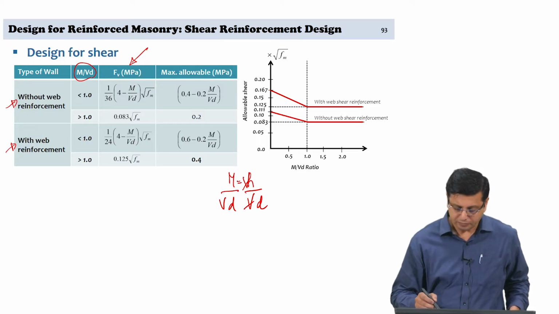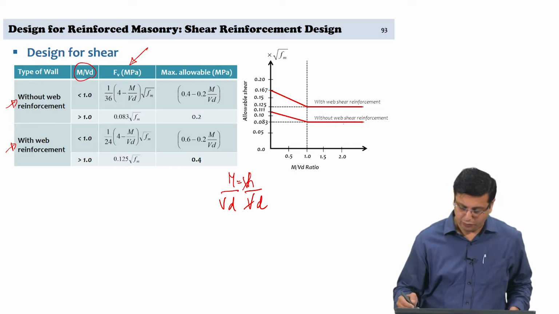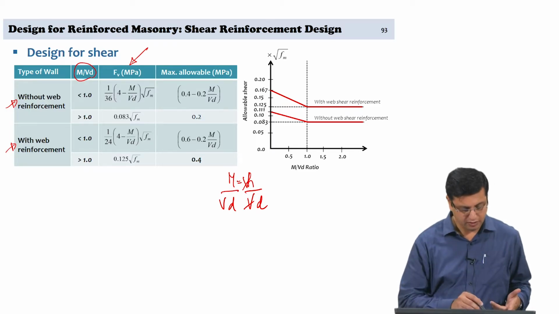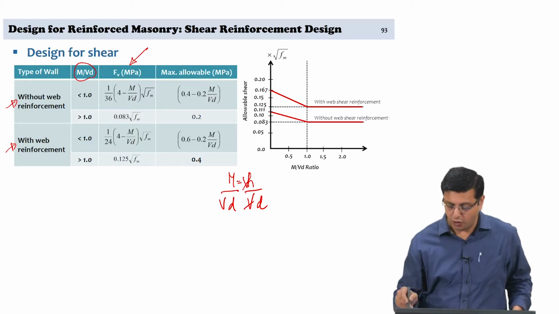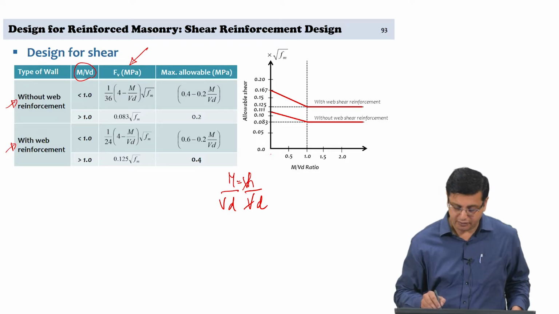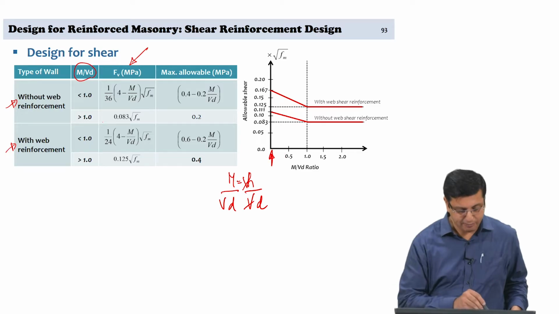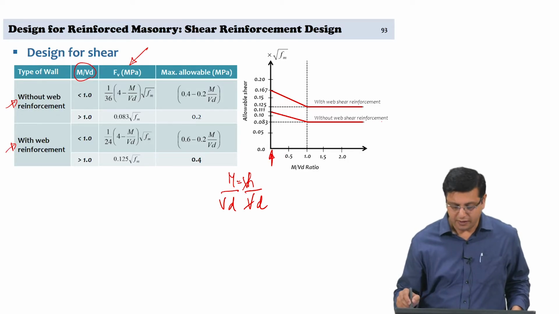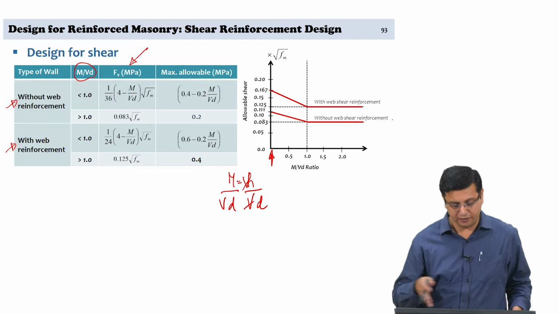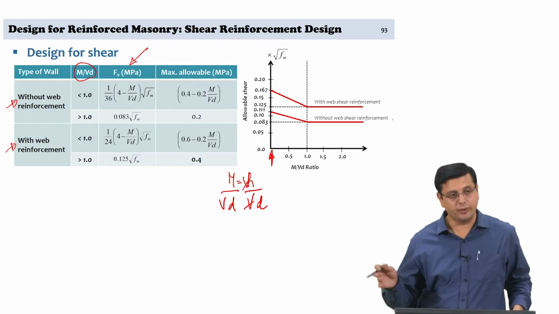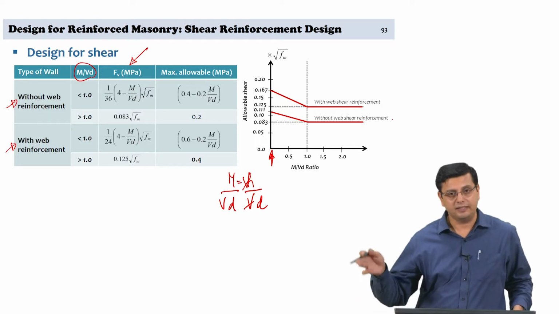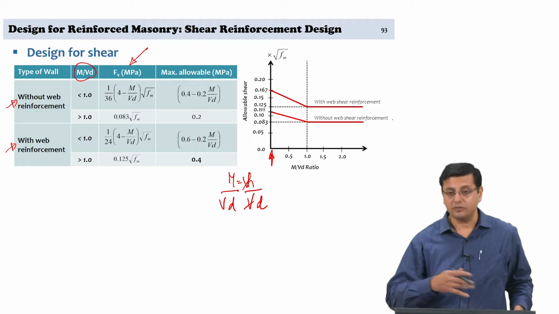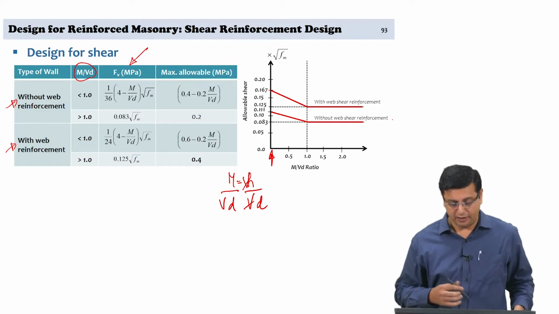So, if you look at with and without web shear reinforcement, depending on the M by Vd ratio, the value for without web shear reinforcement goes as 1 by 3 into 4 minus M by Vd, into square root of Fm. So, that is the lower red line that you can see from M by Vd ratio of 0, and at M by Vd ratio of 1 you come to the maximum value that we are considering, 0.083 square root of Fm, but this is limited irrespective of the compressive strength. It is 0.2 megapascals for any value of compressive strength.